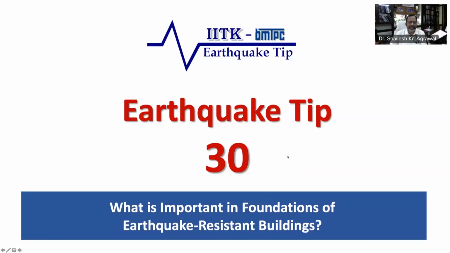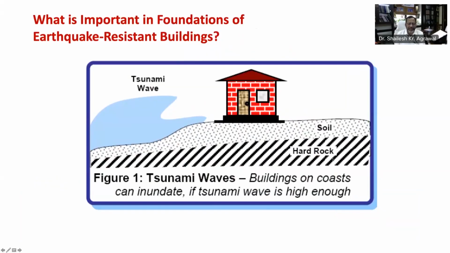Having discussed in detail the earthquake behavior and resistant measures for the buildings above ground, that is superstructure, now let's understand about the foundations of the building below the ground, which is substructure. First and foremost thing is selection of site for earthquake resistant buildings. The site of the building should be free from any collateral damage due to earthquake related impacts.